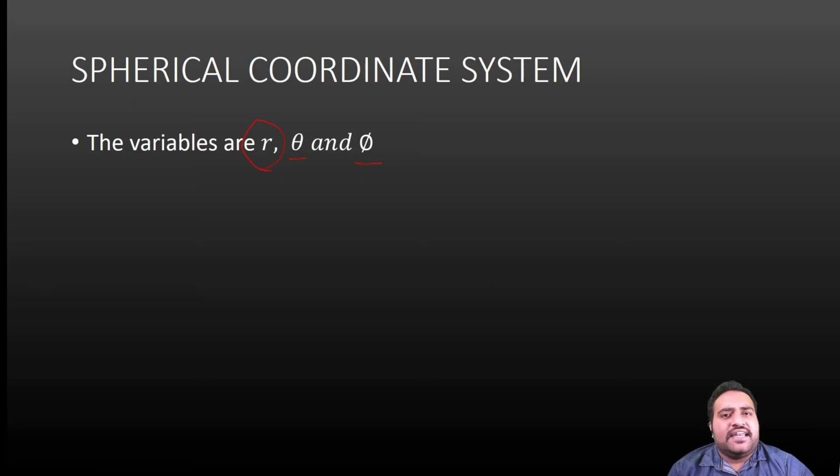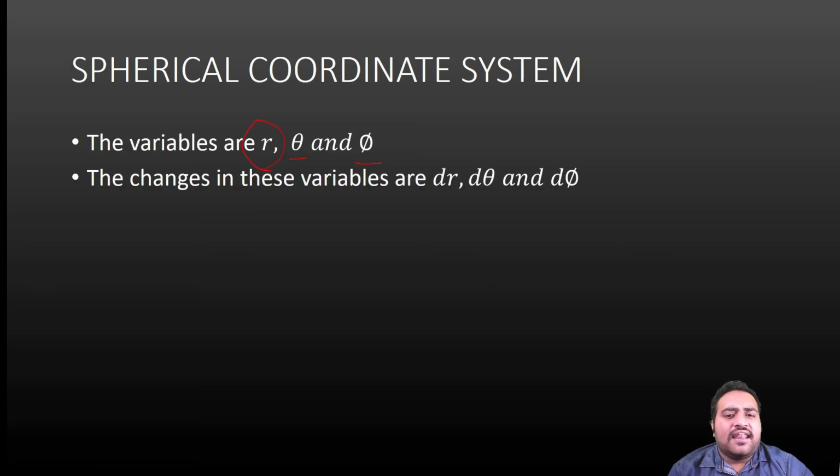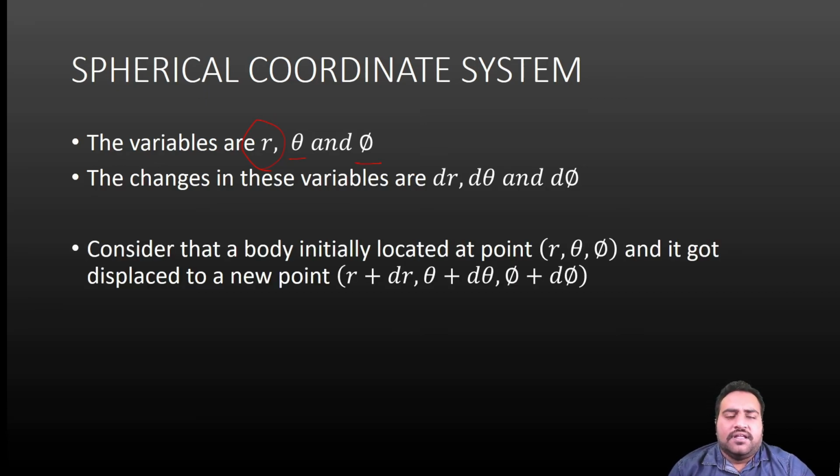The changes in r, theta and phi are also independent. They are dr, d theta and d phi. If you are at a point r comma theta comma phi, and if you have moved to a new point r plus dr comma theta plus d theta comma phi plus d phi, what is the vector which is joining point A to point B? That would be a differential length vector.